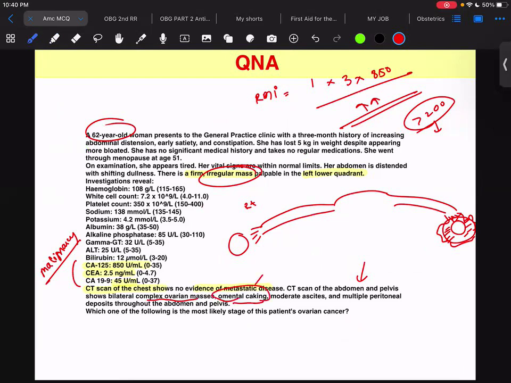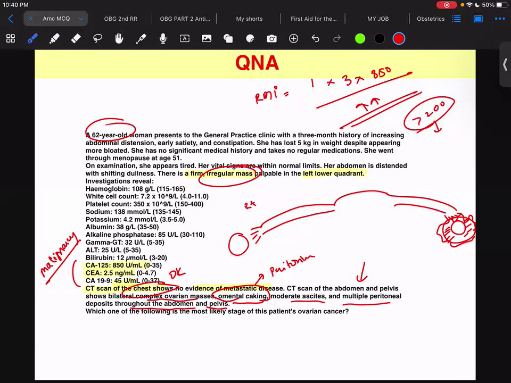So basically it has involved the peritoneum, but the chest is okay. Moderate ascites is present, with multiple peritoneal deposits throughout the abdomen and pelvis. There is metastasis to the peritoneum basically, and also involvement of the pelvis.